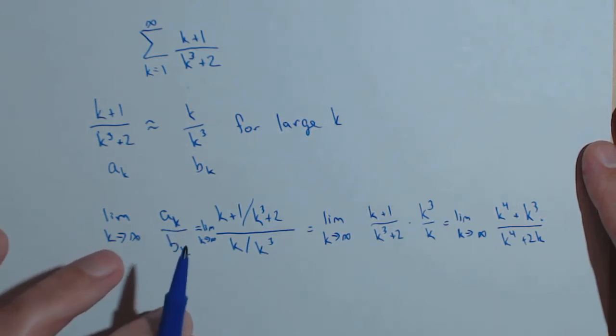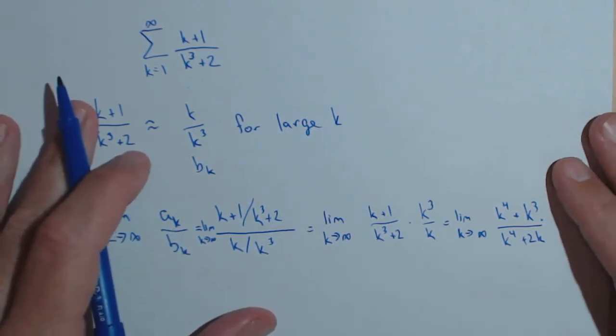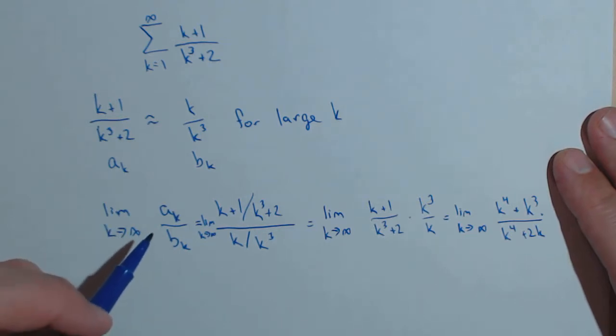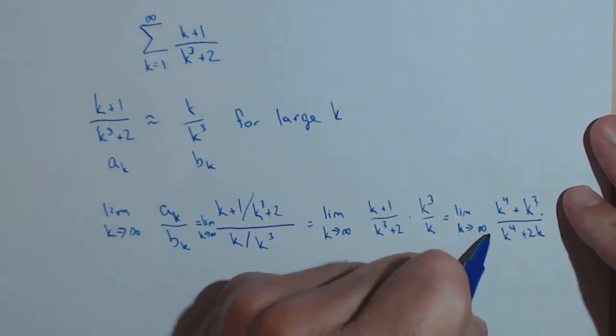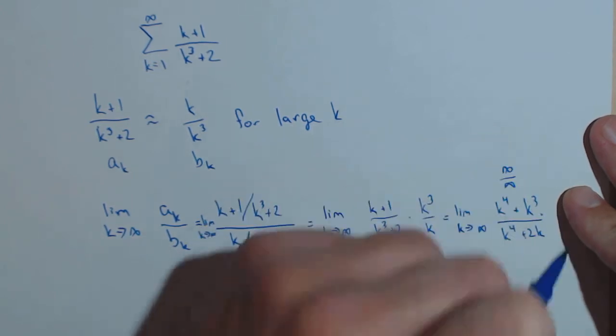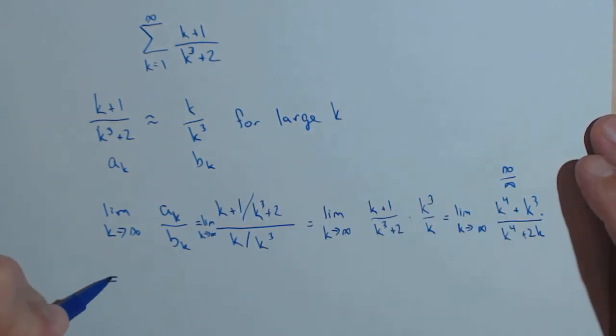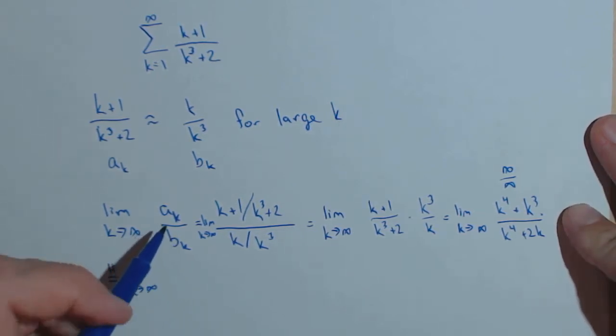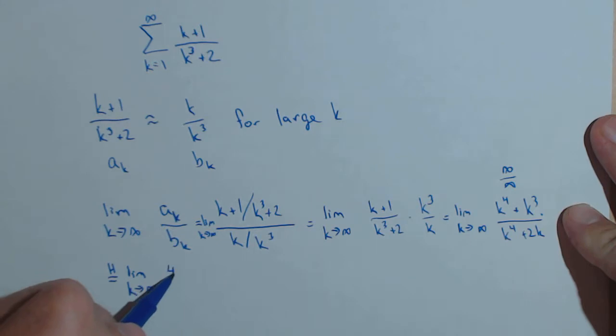Now, some of you might know what this limit is already. Let's pretend we didn't and see how we could figure it out. Well, notice what I have. As these go to infinity, I've got an infinity over infinity case, which allows me to use L'Hopital's rule. I always like to put an H over my equal sign to denote that I'm using L'Hopital's rule. So I take the derivative, and I get (4k cubed plus 3k squared) over 4k cubed.